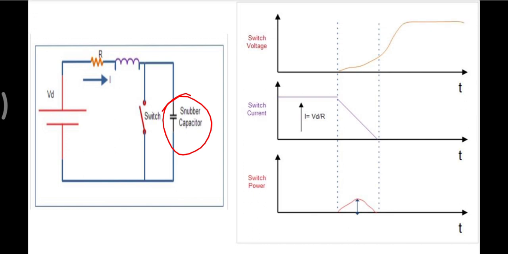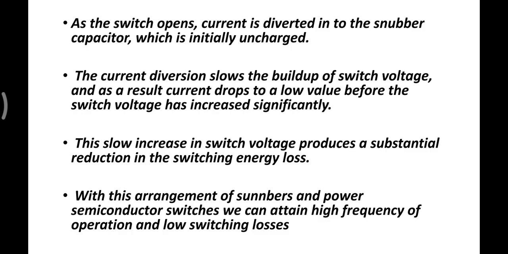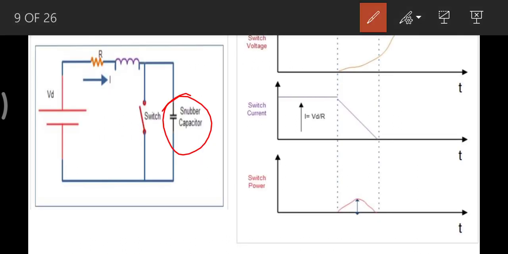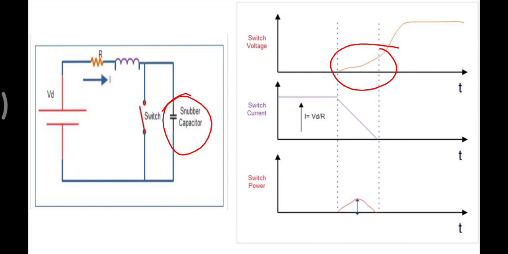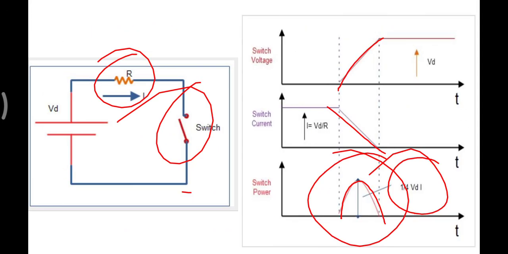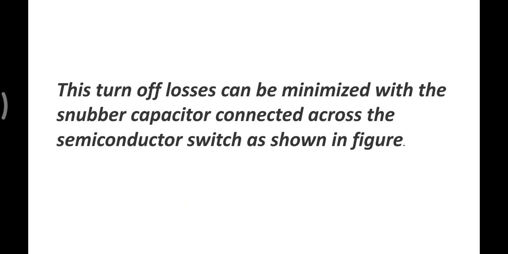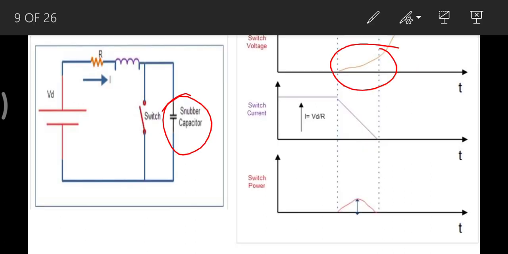Because of this capacitor, see here, the switching voltage is reduced compared to the previous one. See here the voltage is linear, but in inductive loads this switching voltage is reduced. Because the switching voltage is reduced, the switching power is also going to be reduced.